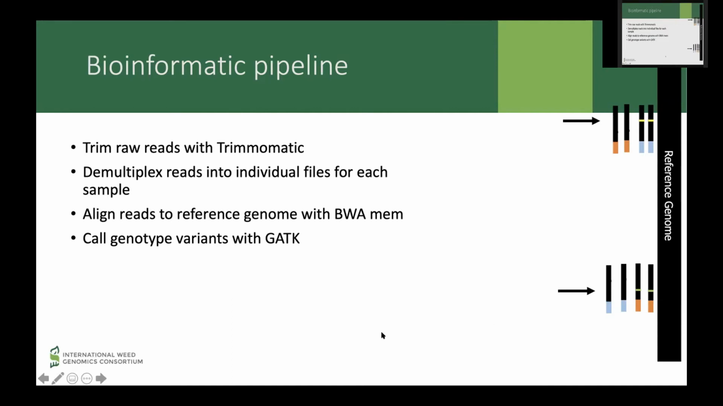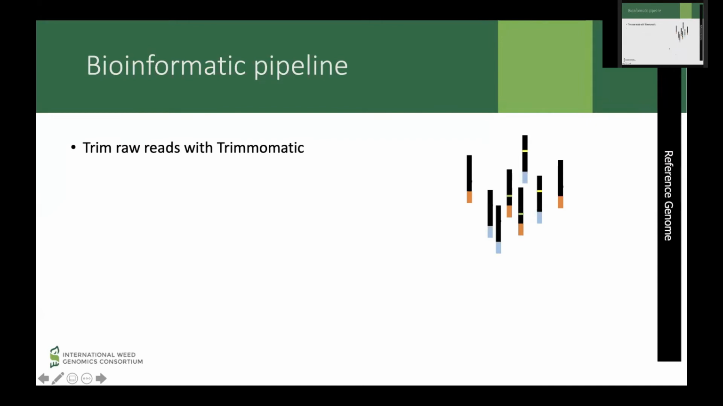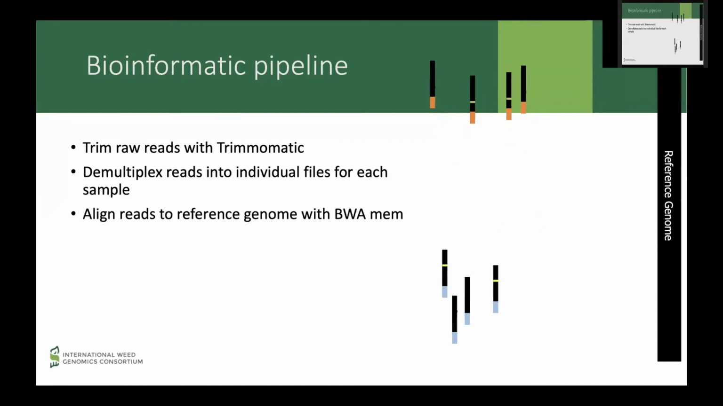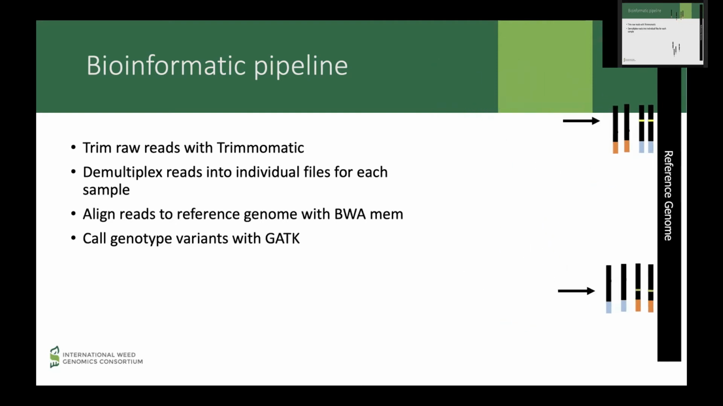Perfect. Okay, so, all right. Just to catch us back up, you get your reads and you trim them, you demultiplex them, you separate them into files, you align them to the genome, and then you find these variants.